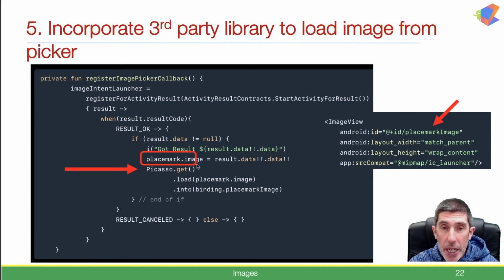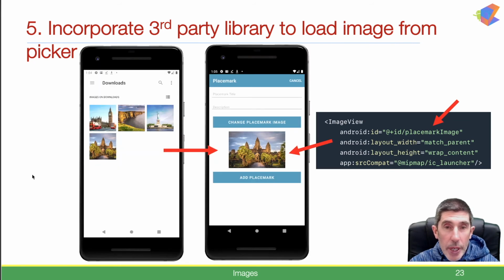So here we are updating our image with result.data.data, which will be that particular URI, and then we load that URI into binding.placemarkImage. So our placemark image is that image view back on placemark activity. Okay. Just what we get, the final result.